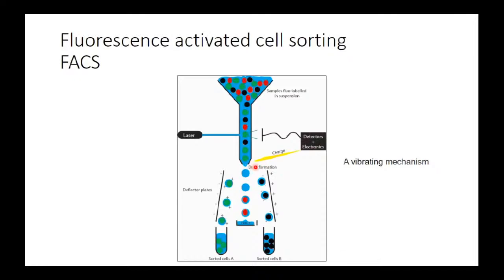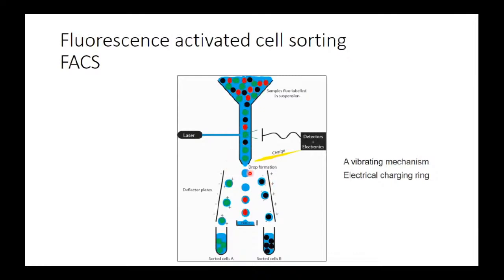At the end of the tube, I have something called the electrical charging ring. The electrical charging ring is responsible for charging the cells according to my adjustment. So, for example, if I adjust the settings of the program, I can ask the computer to charge the high fluorescence cells with a positive charge and the low fluorescence cells with a negative charge.